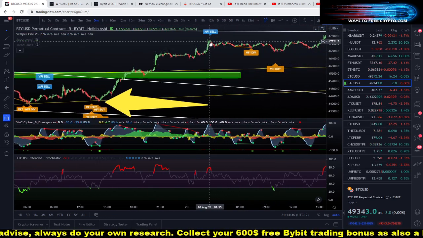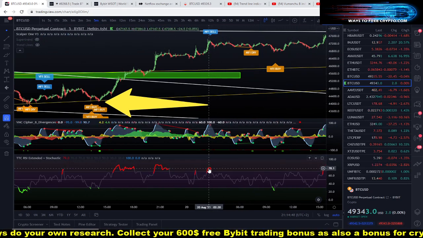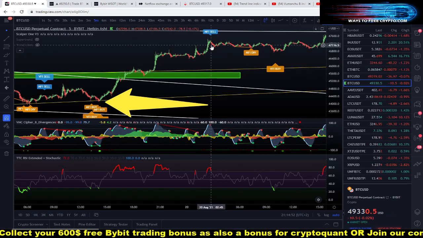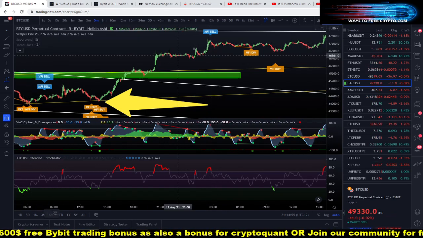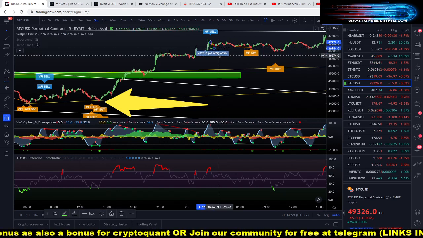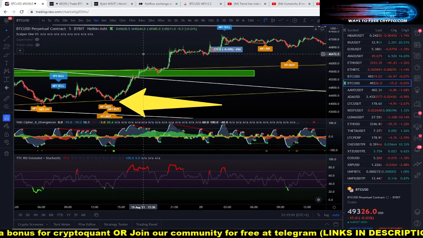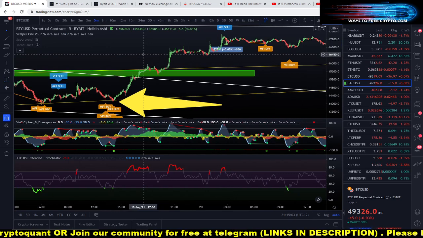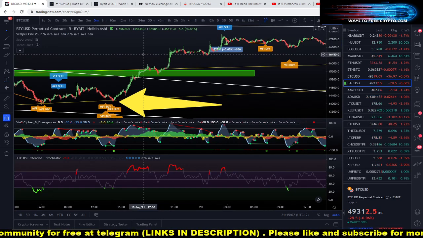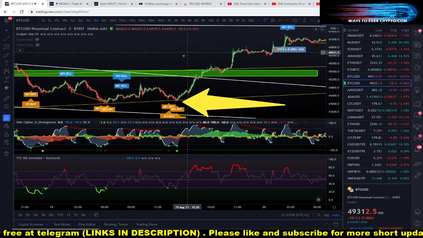This one, oversold or overbought, above 60, sell signal. So the best thing to do is just to stay consistent and take something in your head, like every 0.5% I'm going to take that profit off the table.